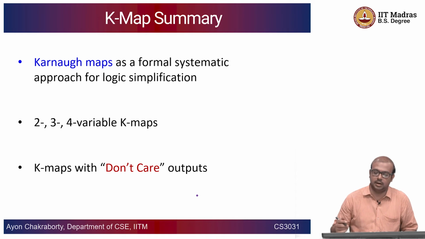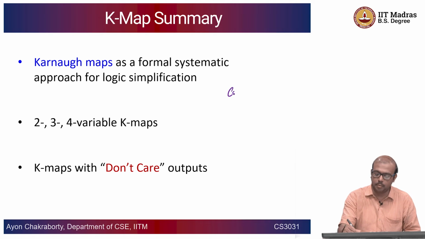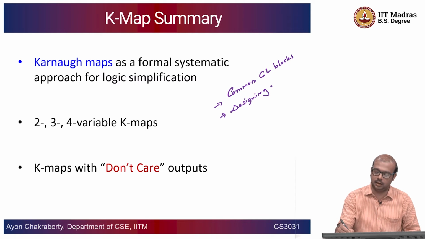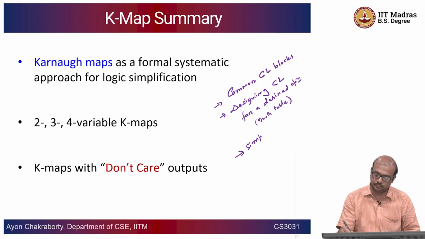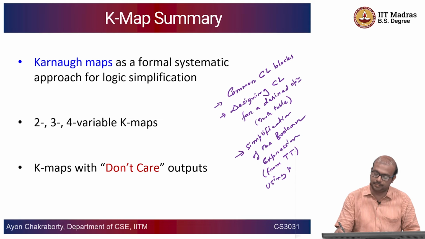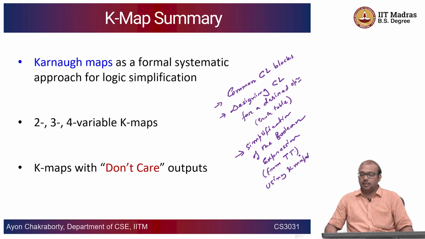We looked into, if I am revising, the common combinational logic blocks, designing combinational logic for a desired operation from a truth table, and the simplification of the Boolean expression from the truth table using K-maps. So, these are the 3 major components that we have learned here.